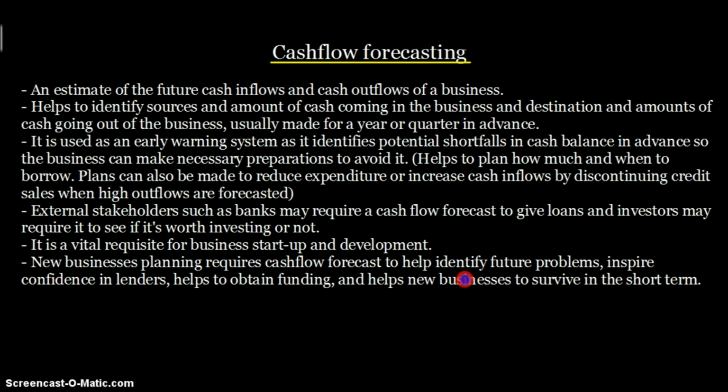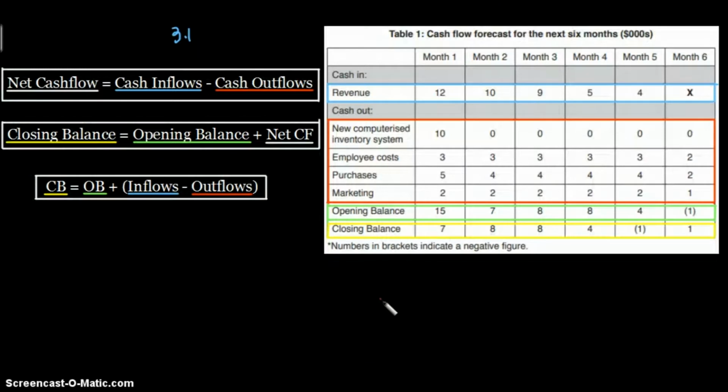So that's the basic summary of why do we use cash flow forecasting, and how is it used? So let's look at an example of cash flow forecast.